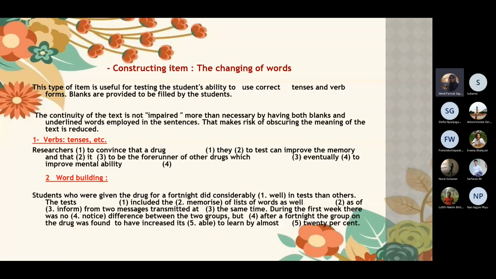So the second one is going to be word building. Students who were given the drug for a fortnight did considerably... We have to change the format of the word according to the right structure. So, did considerably. Well, I don't think well needs to be changed, in tests than others. The tests included the memorization of fewer words, as well as informing how to do it. Yeah, inform.